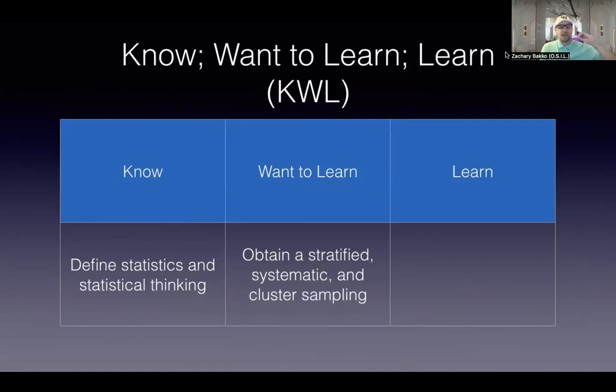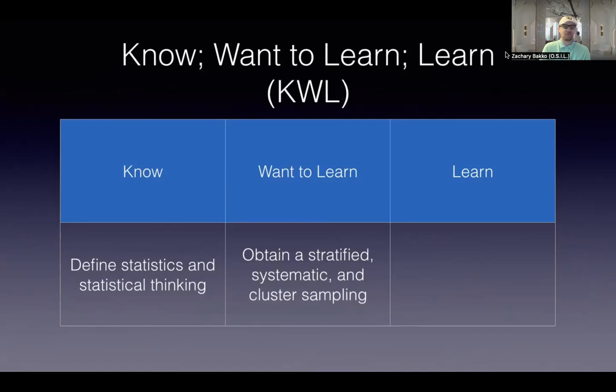So for me, I could write, okay, I can define statistics and statistical thinking. I know what those two are. However, the want to learn column is where you feel you need more work, okay? So I might feel I need to obtain a stratified, systematic and cluster sample. I need to learn more of that. Now when you go to study, you know, okay, what do I have to know for number 1? I'm going to study stratified, systematic and cluster sampling. And your goal is to get it over to the learned column.